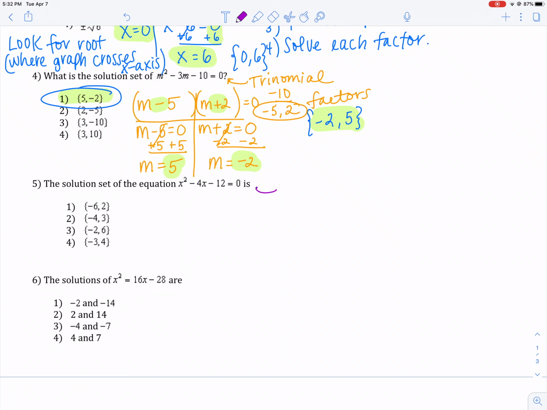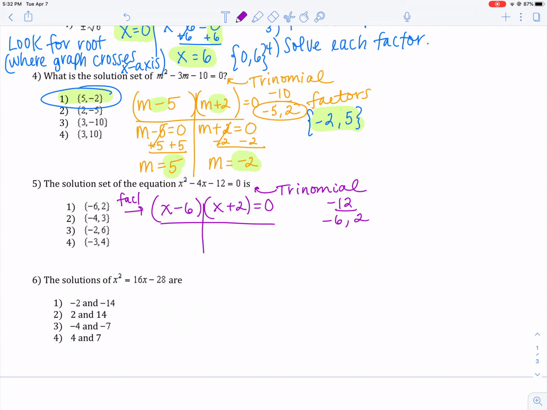This, once again, is a trinomial. So you are going to ask yourself what multiplies to -12 and adds to -4. -6 and +2. So I'm going to open up. I know one of them has to be x minus 6. My other one has to be x plus 2. Set it equal to 0.